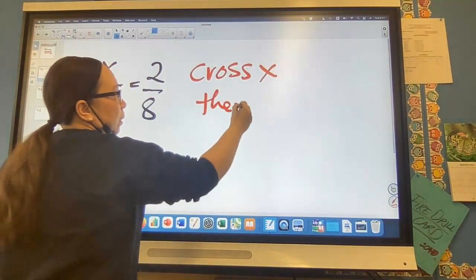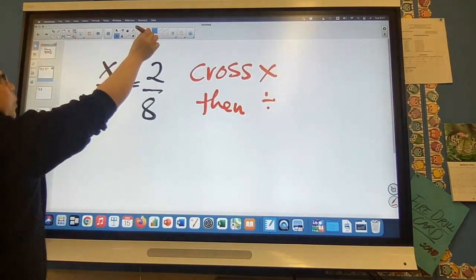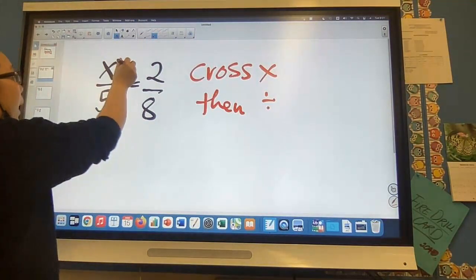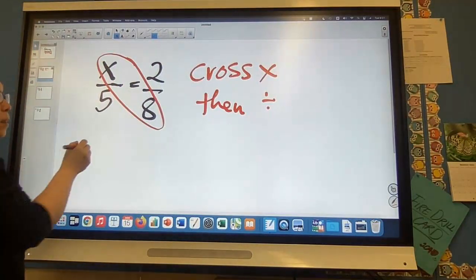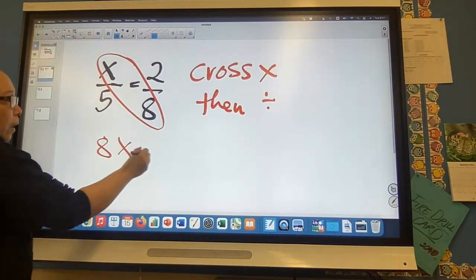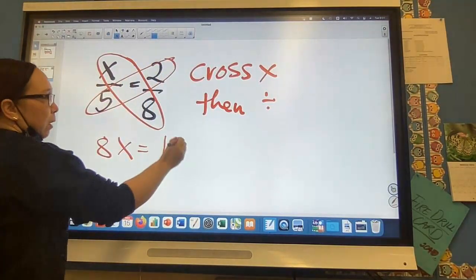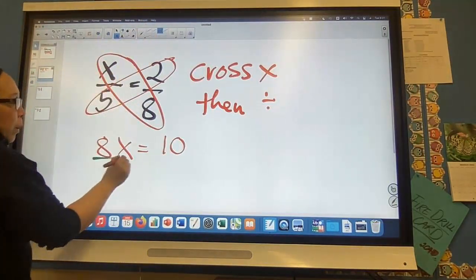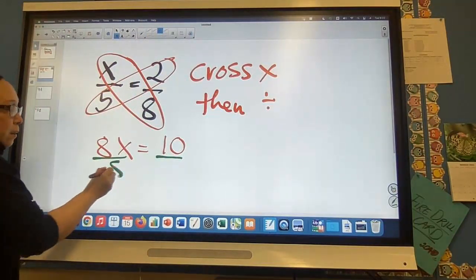Then divide. Okay? So let's try to work on the first problem. We cross multiply. We're gonna put x first on one side. So x times 8 gives us 8x. And then 2 times 5 gives us 10. Then we divide both sides by what number? To isolate the x, by 8.